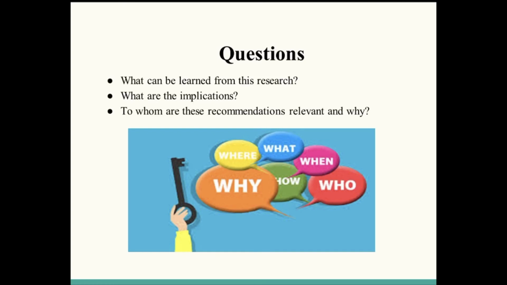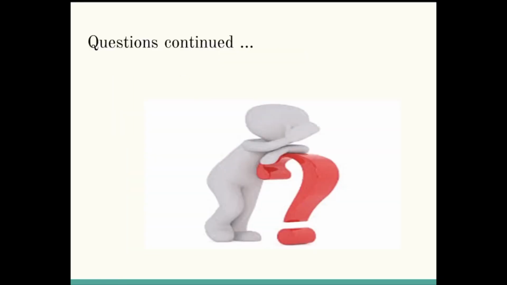The different questions that are being addressed include the following. What can be learned from this research and what are the implications? To whom are these recommendations relevant and why? What can be learned from this research? This research can promote the development of effective, long-lasting treatments for drug addiction. This research provides its reader with an alternative way to better understand drug addiction in relation to treatment. Understanding the roles of extinction in drug addiction treatment can help prevent or lower the chances of relapsing.